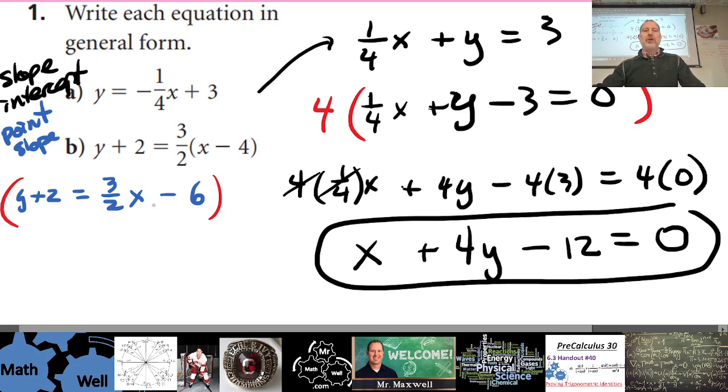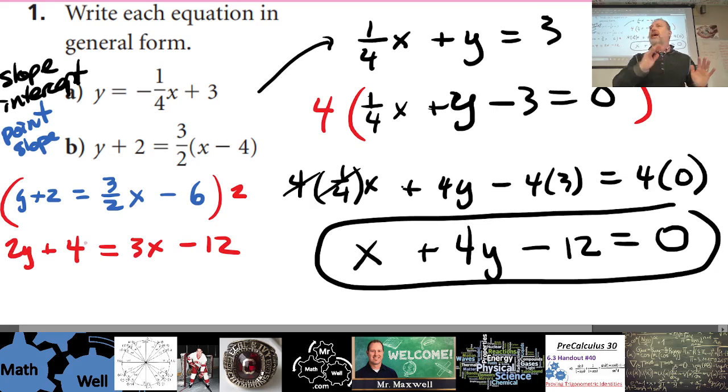Okay, so I'm going to multiply everything by 2 here. So 2 times y is 2y, plus 2 times 2 is 4, equals 2 times 3 over 2. Well, that's 6 over 2, which is 3, right? Or the 2s cancel out, top and bottom, and you get 3x. Minus 2 times 6 is 12. Okay, is everyone okay with that step, what I just did over there? Any questions? Okay, now we've got whole numbers for everything, or integers at least.